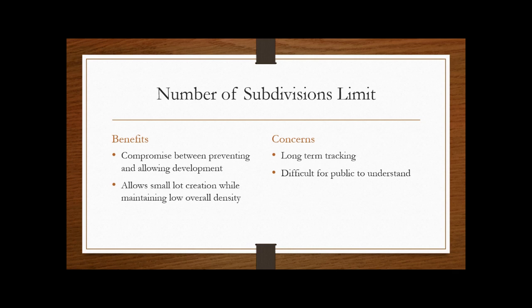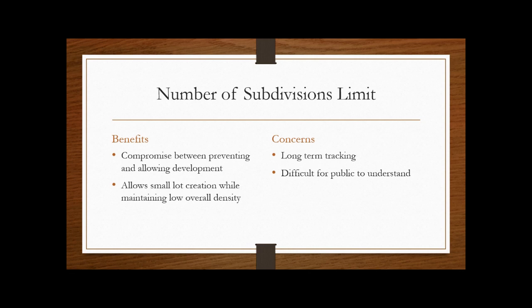Another benefit is that it allows the creation of small lots, which are cheaper, and they're easier to orient along the road where they don't require long driveways. So you can get some new small lots. So you get high density where you're developing, but low density overall because you're preserving a large contiguous piece of the land at the end of the day.